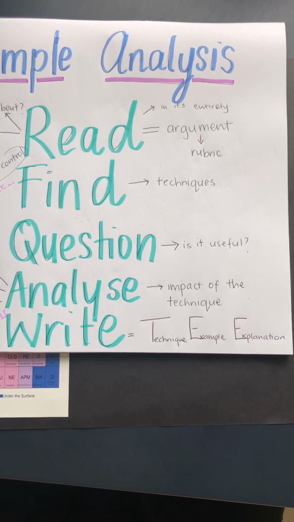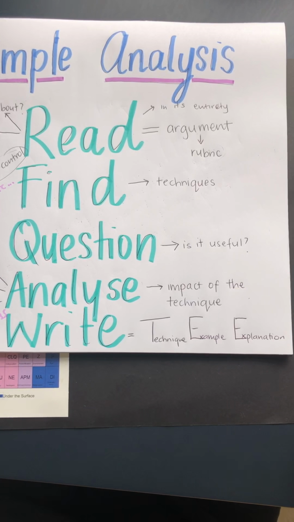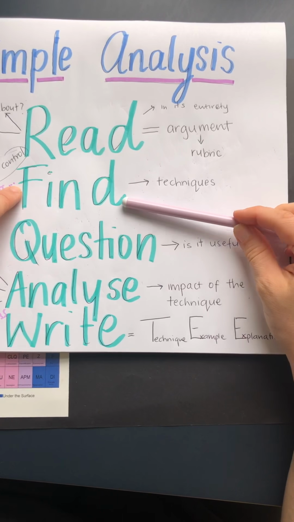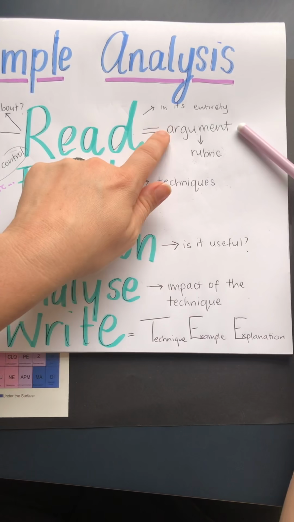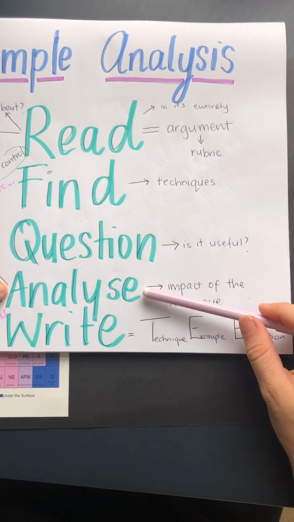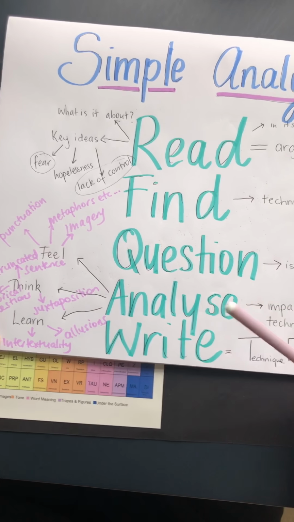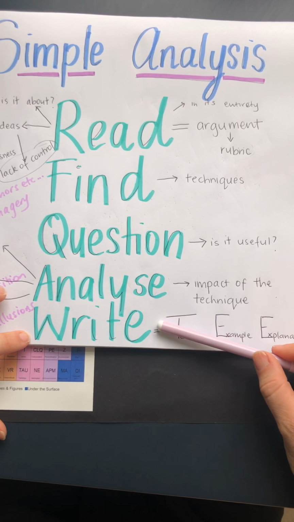So it's your turn now. I want you to find any piece of writing, be it one from school or be it one just off the internet. I just Googled novel extracts to find that piece of text to study. So you read it, come up with an argument. You find the techniques. You question whether or not those techniques are useful to prove your argument. When you have found it, you analyze, deciding whether you feel, think, or learn something, and then you write it into a cause and effect sentence.